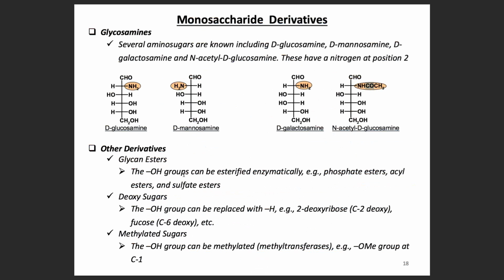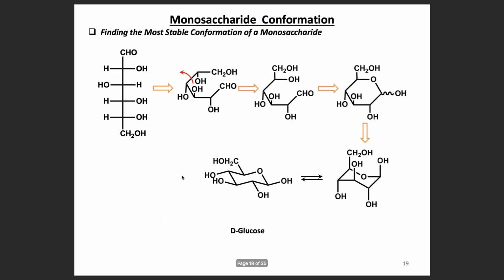Glycans can be modified with phosphate group, sulfate group, esters, acyl group, so many different types, and these are the ones that add to the structural diversity. Okay, I'm going to skip this part. So basically, it just replaces the hydroxyl. Yes. And the name stays the same.